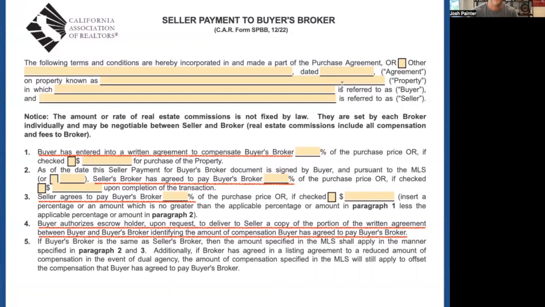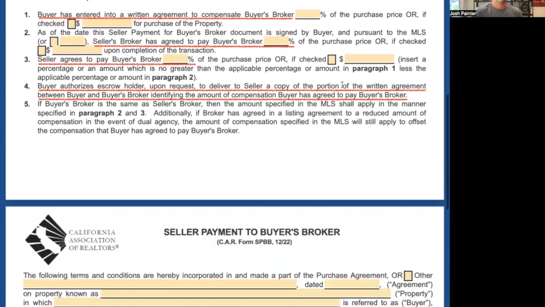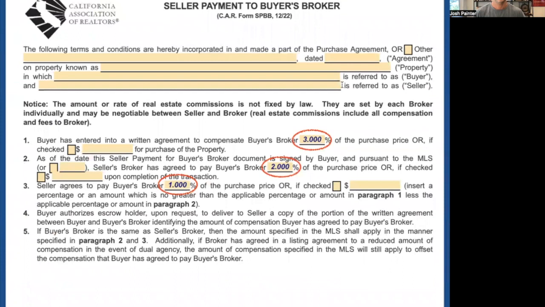But this is what the form is meant for. I'm just going to skip right to it, because I thought of an example to use. Let's say that your buyer agreed to pay you 3%. You've got a buyer exclusive, they're going to pay 3%. And in this case, line two, the MLS is only offering 2%. What this form does is ask the seller to pay the difference between what your buyer has agreed to pay you versus what the seller's broker has agreed to pay. So you have an exclusive contract with your buyer. They're going to pay you 3% as a buyer's agent. You're getting 2% from the MLS. You're asking the seller to pay the 1% difference.